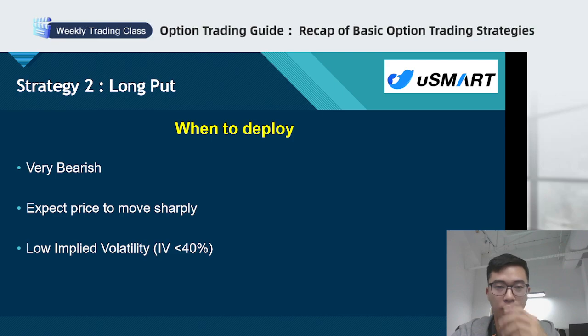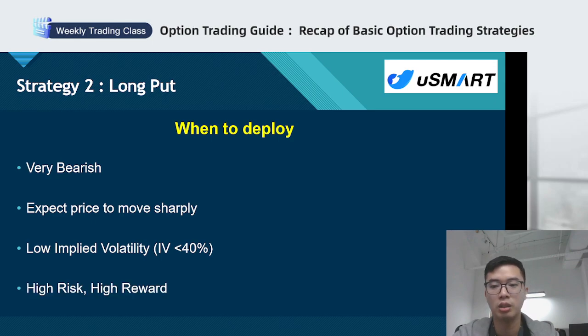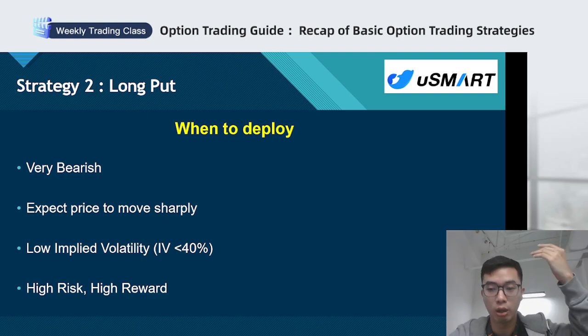We don't want to short the market when the market is pumping a lot, very hot, with many people chasing. We want to short it when it's relatively stable. So we choose IV less than 40%. High risk, high reward, I want to choose those. I will try to long a put when I foresee the market will drop a lot, or I am afraid the market will drop big anytime.